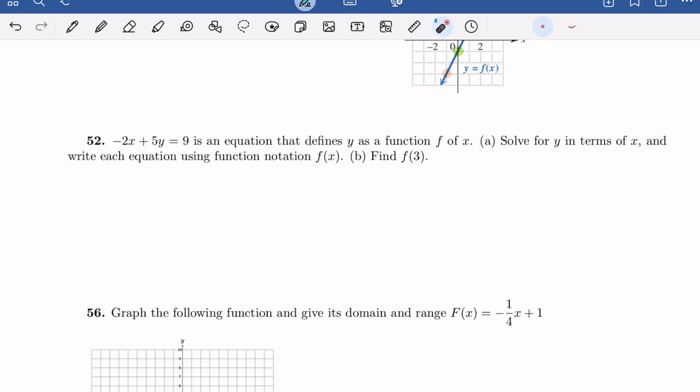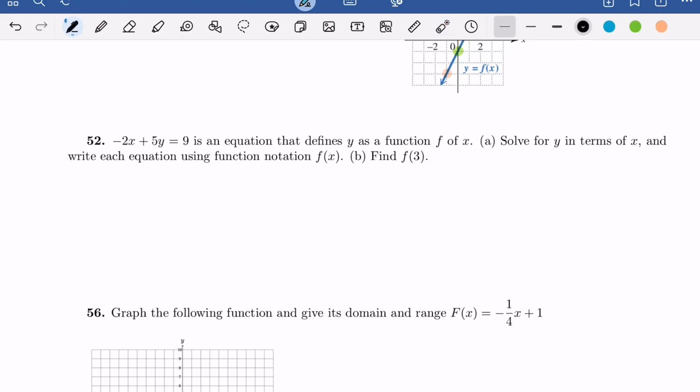Now for this next question, we're given this equation and we're told that it defines y as a function of x. So this means for every single input value of x, we're going to get a different output value for y. Now the first thing that we want to do is solve for y in terms of x and write this equation using function notation, so f of x. Then what we want to do is evaluate this function at our input value of 3.